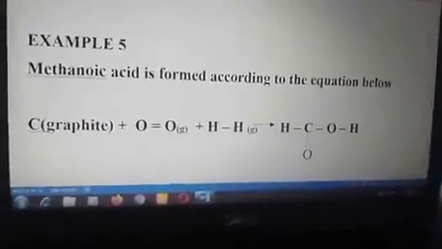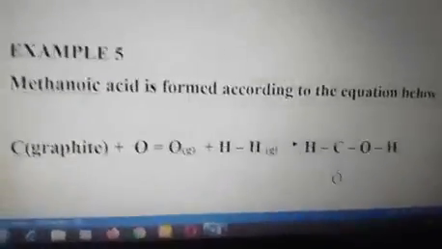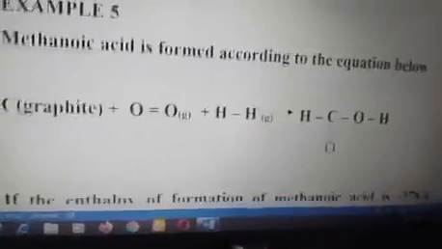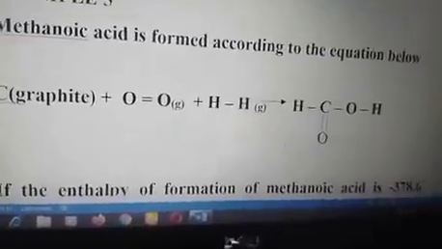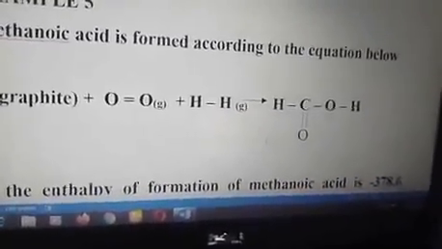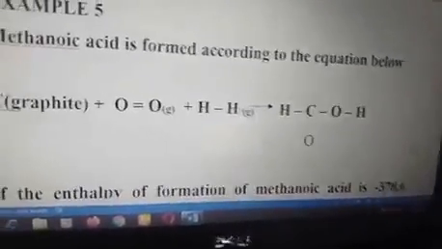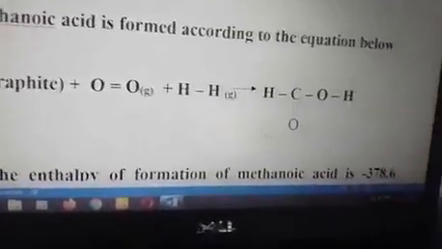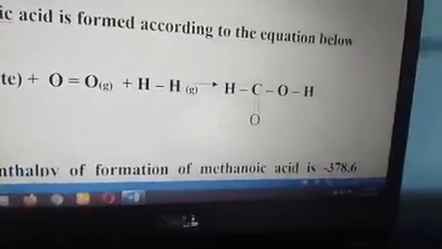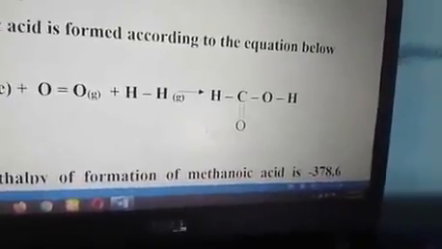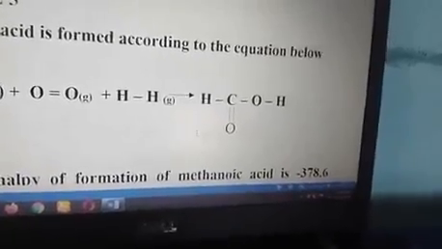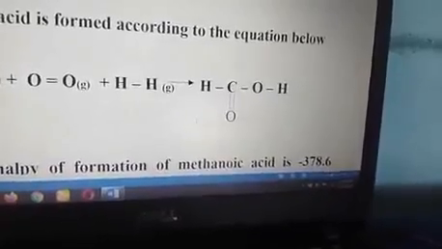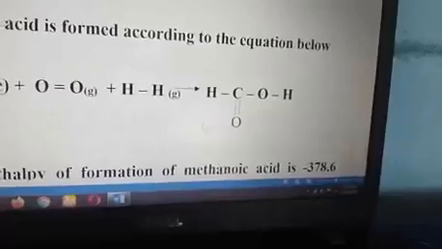Example 5: methanoic acid is formed according to the equation below. Graphite, that is carbon, plus oxygen (O=O double bond) plus hydrogen (H-H single bond), giving us methanoic acid. So we examine it. Oxygen contains a double bond, the hydrogen molecule contains a single bond, and in methanoic acid there is 1 carbon to hydrogen single bond, 1 carbon to oxygen single bond, 1 oxygen to hydrogen single bond, and 1 carbon to oxygen double bond.